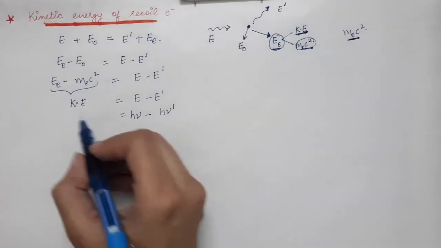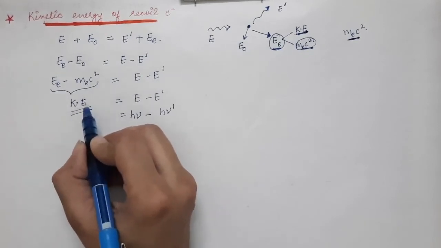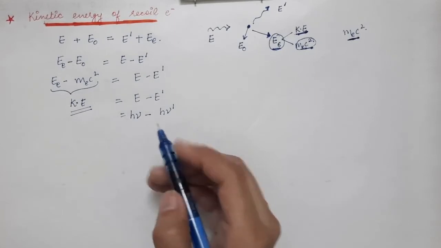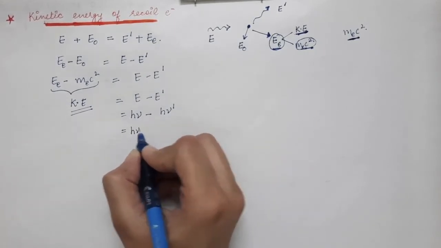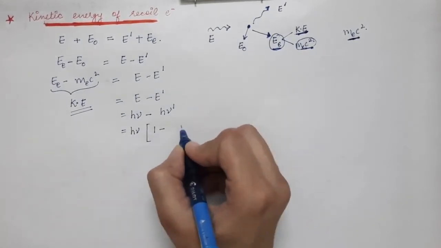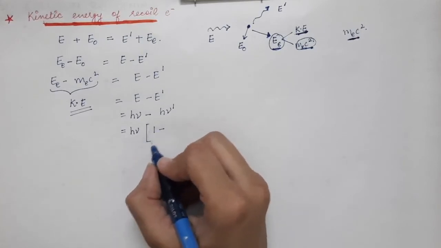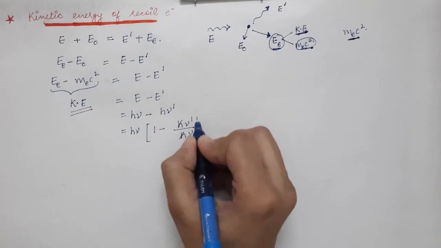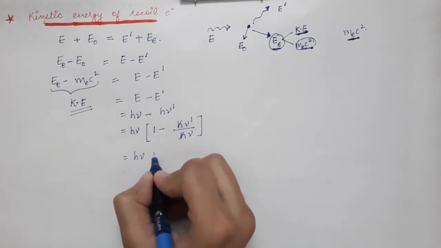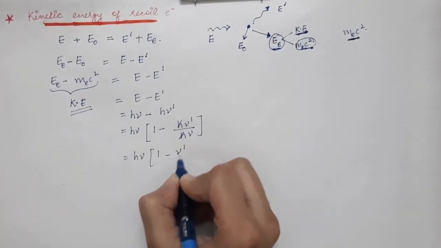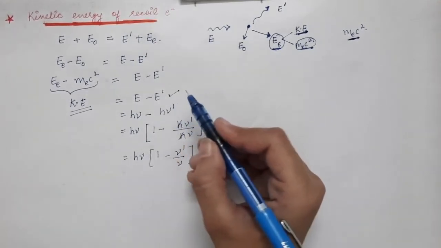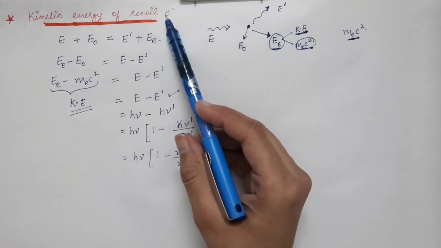So over here, to find the expression of kinetic energy of recoil electron, we are going to take h nu common from here, and that will be equal to h nu times 1 minus h nu prime by h nu. So that will be just equal to 1 minus nu prime by nu. So this is how we find the kinetic energy of the recoil electron.